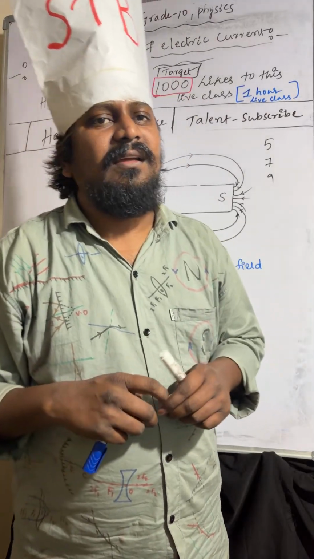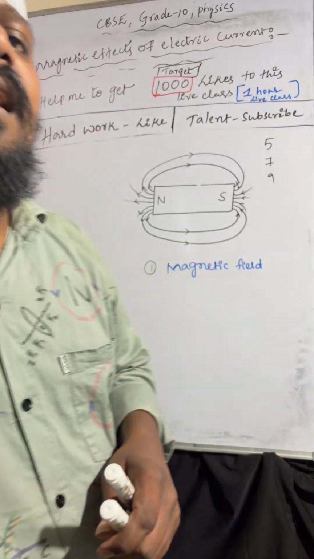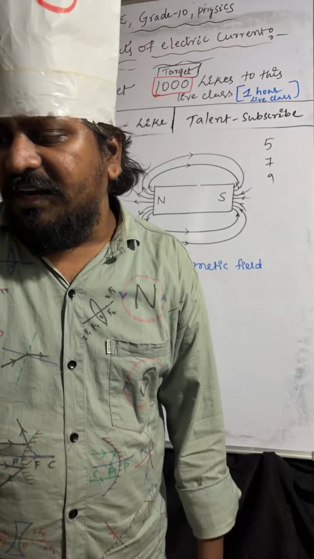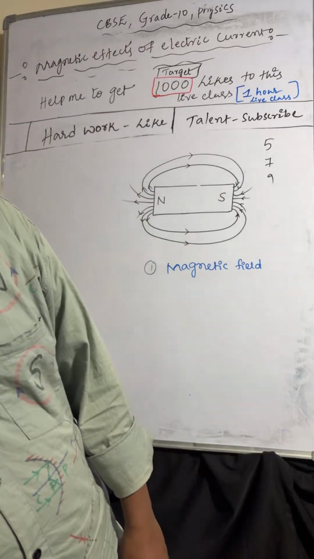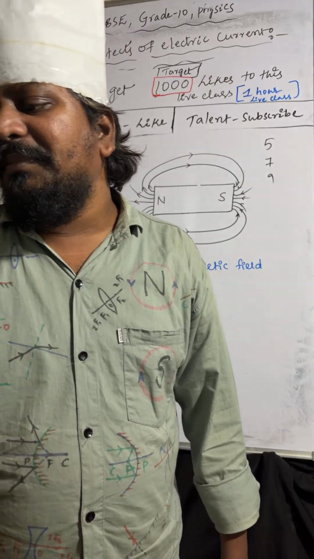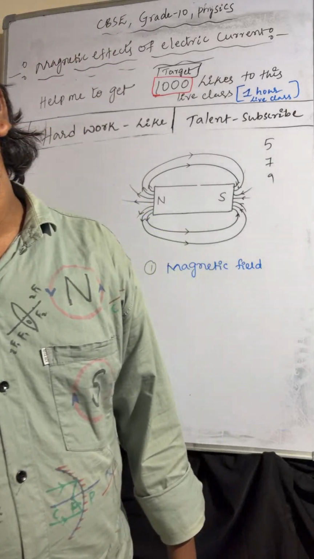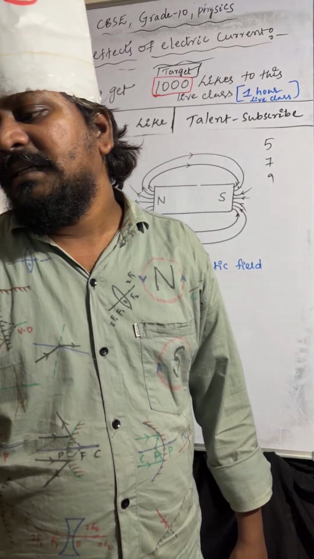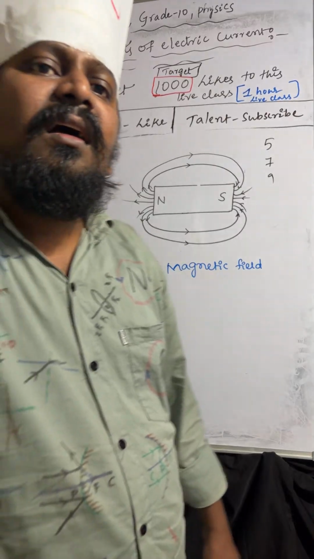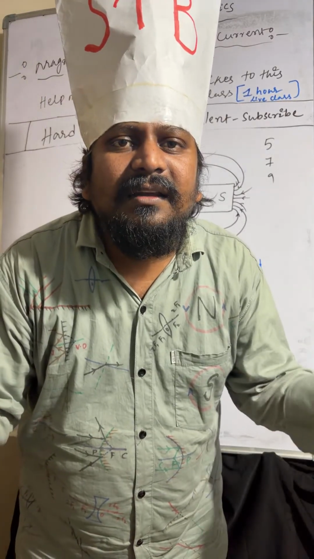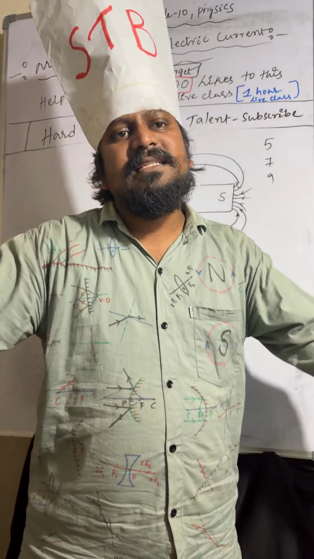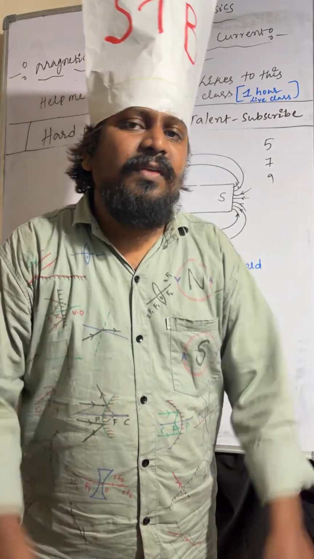Sir, how will the field be around the magnet? As I mentioned, the magnetic field will be in the form of field lines. How is the magnetic field? In the form of field lines. Yes, it will be in the form of field lines.